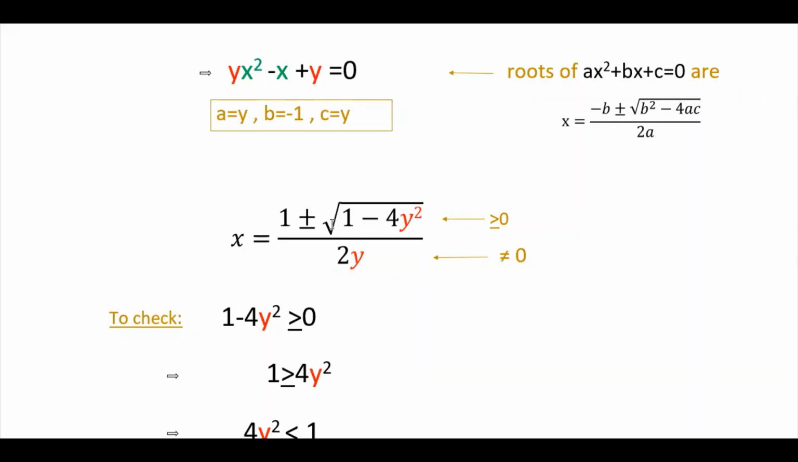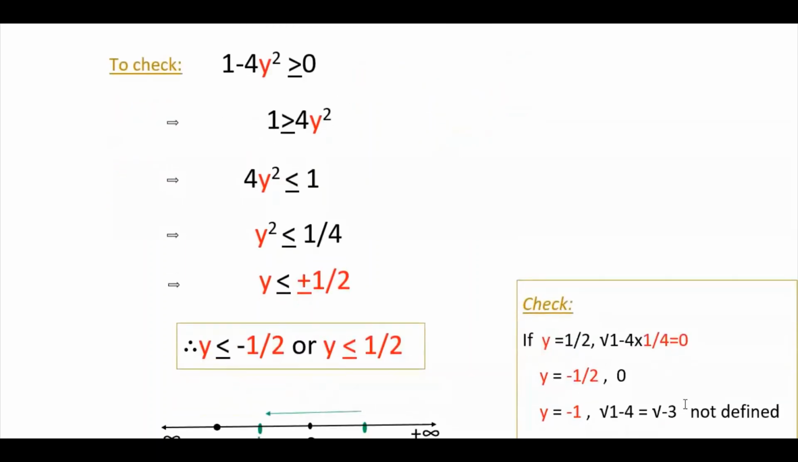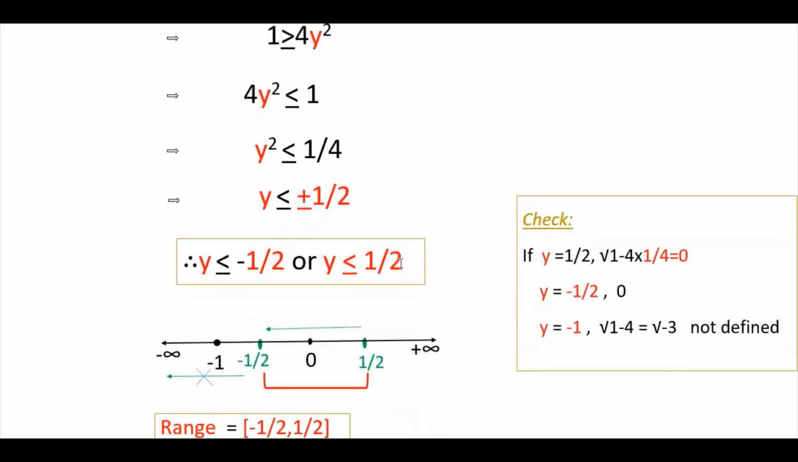So first take here, this is in the square root, so it is greater than or equal to 0. And it is in the denominator, so it is not equal to 0. So first case, 1 minus 4y square is greater than or equal to 0. Therefore 1 is greater than or equal to 4y square, or 4y square is less than or equal to 1. Therefore y square is less than or equal to 1 by 4. y is less than or equal to square root of 1 by 4, that is plus or minus 1 by 2. Therefore y is less than or equal to minus 1 by 2, or y is less than or equal to 1 by 2. So you have to check again these two cases.